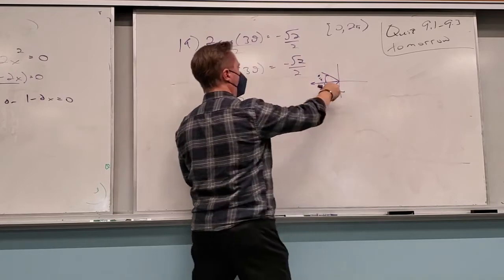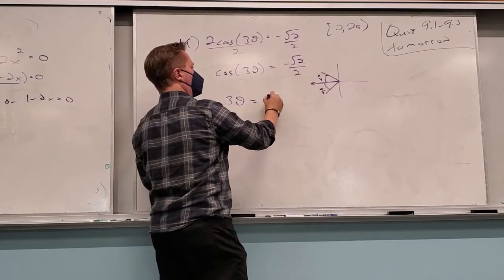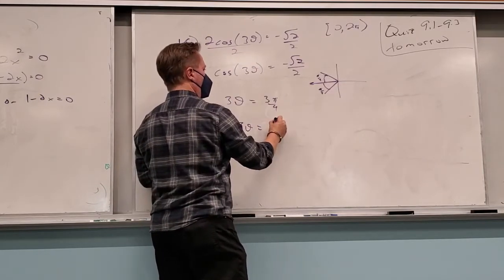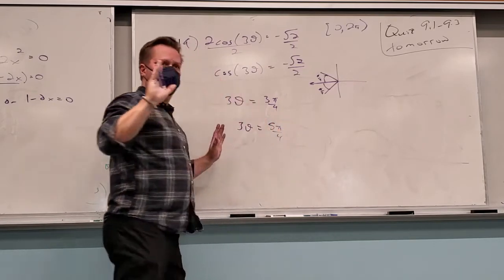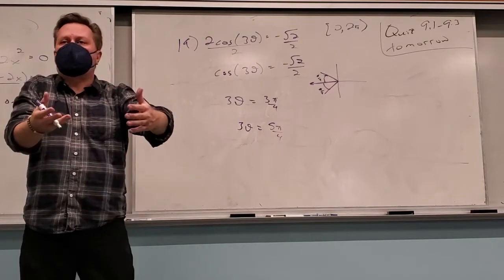So what are the two angles? This is pi over 4 less than pi: 3 pi over 4. And the other one is pi over 4 more than pi: 5 pi over 4. Is everybody right? Pi over 4 before pi is 3 pi over 4. Pi over 4 more than pi is 5 pi over 4.